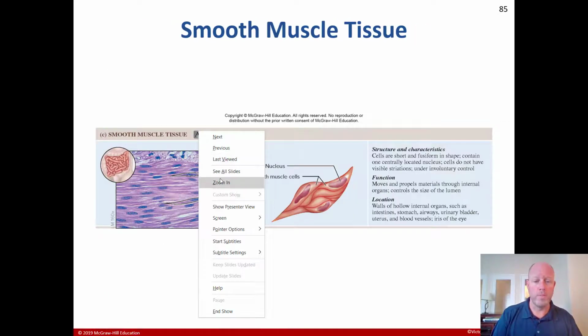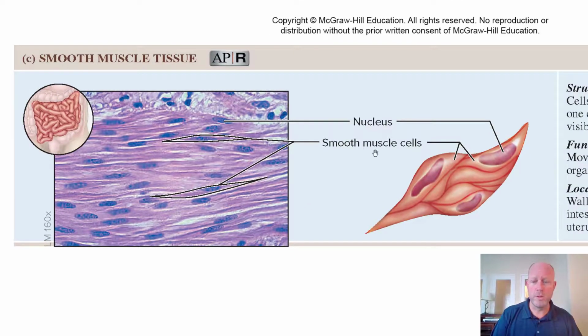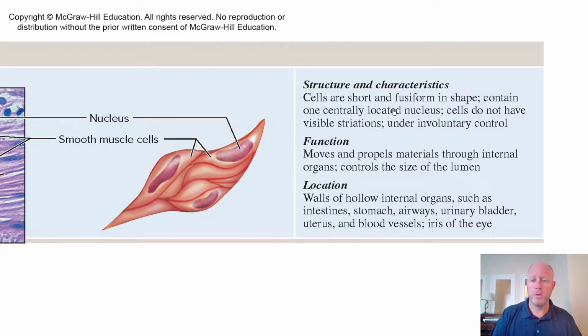And taking a look here. Smooth muscle, we've got our nucleus, and more than one here, and smooth muscle cells, each cell here. Okay, it's in that spindle-like structure. They're short, they're fusiform in shape, they have one centrally located nucleus in each one of these cells, and the cells do not have visible striations. They're under involuntary control. It moves and propels the materials through the internal organs.